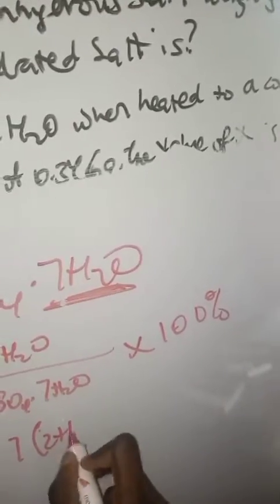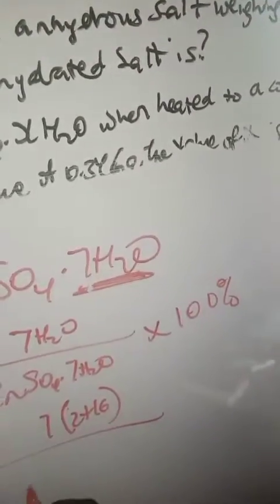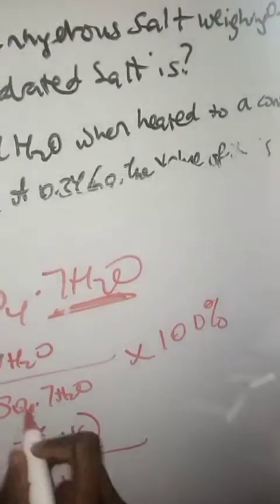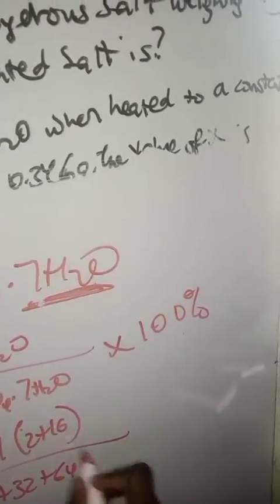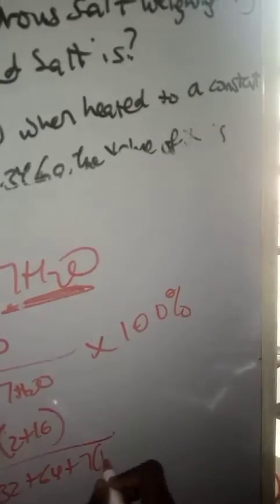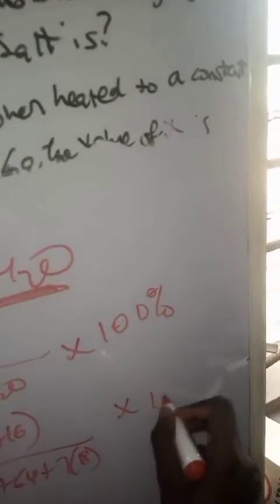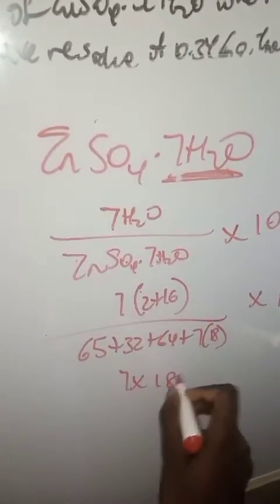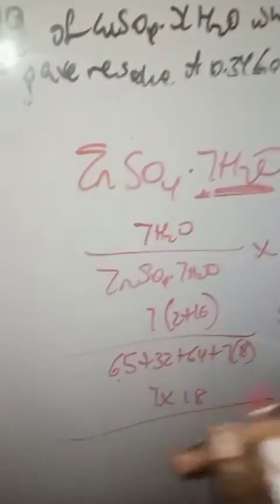2 plus 16 all over, what is Z then? 65 plus, what's this? 32 plus 16 times 4 is what? 64 plus 7 into bracket 18 times 100%. So 7 times 18 all over, add this up, you should get.